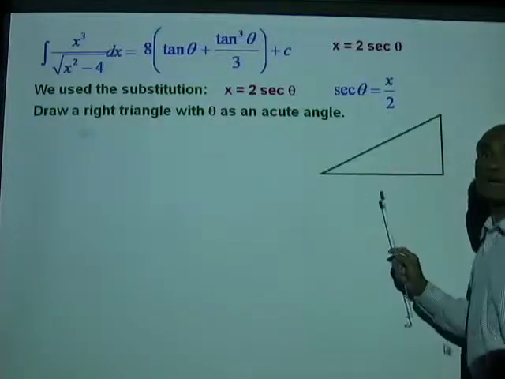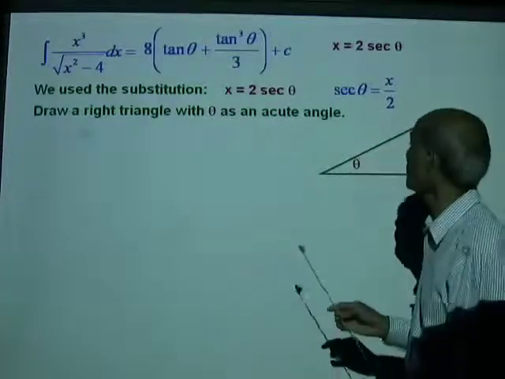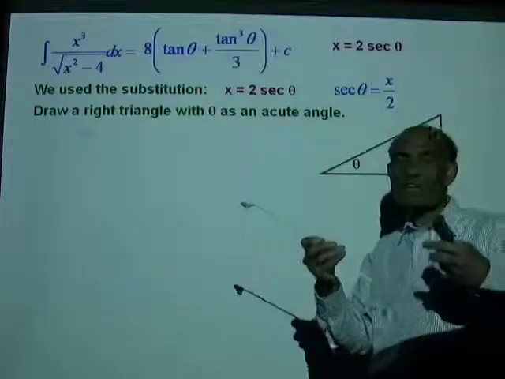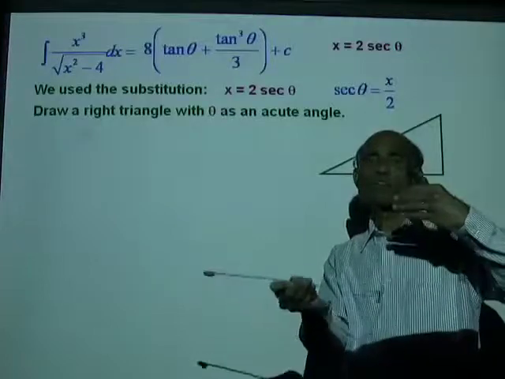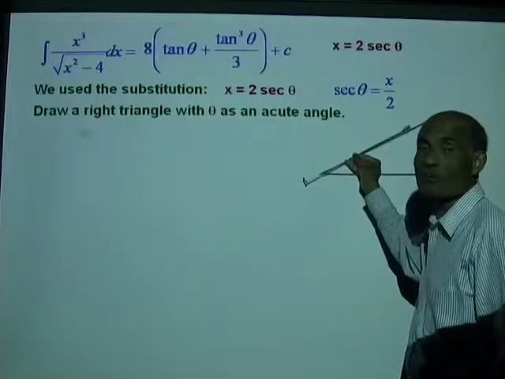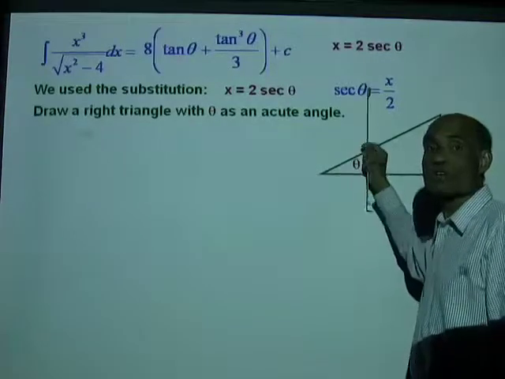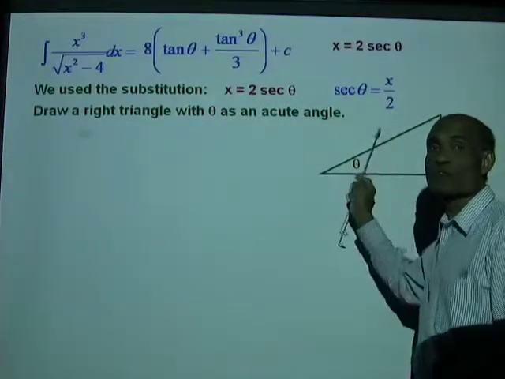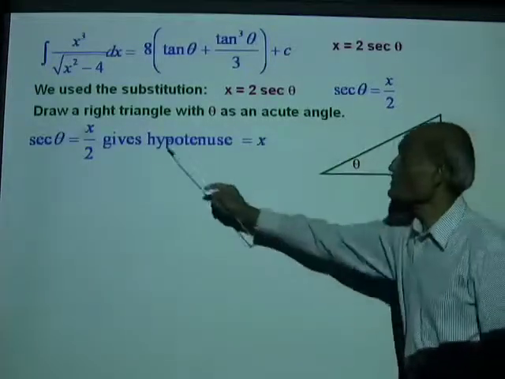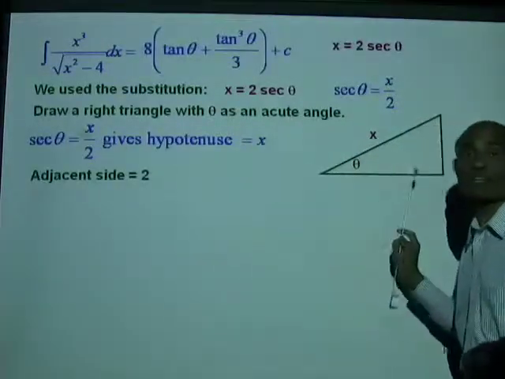Alright, let's draw the triangle here. This is the angle theta. What is the meaning of secant theta equal to x over 2? What ratio is secant theta? Remember, secant theta is the reciprocal of cos theta. Cos theta is adjacent over hypotenuse. Therefore, secant theta is hypotenuse over adjacent. So if secant theta is x over 2, it means the hypotenuse is x and the adjacent side is 2. So this gives the hypotenuse equal to x and the adjacent side equal to 2.